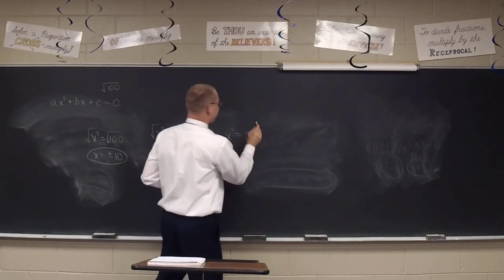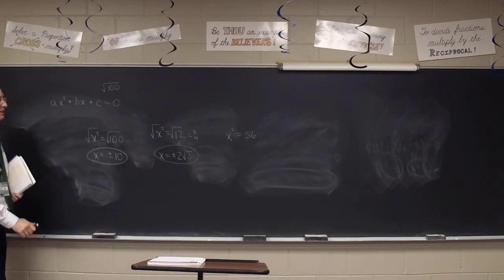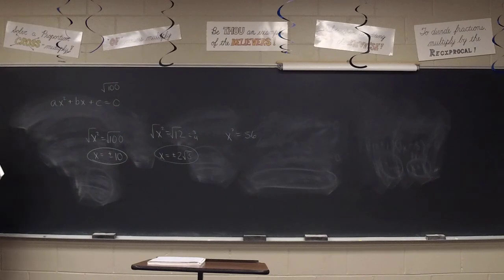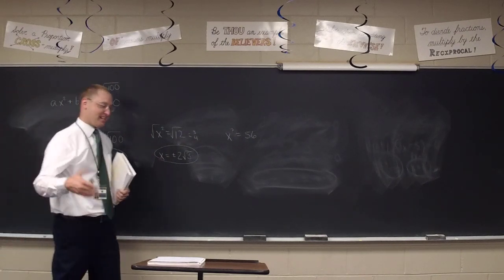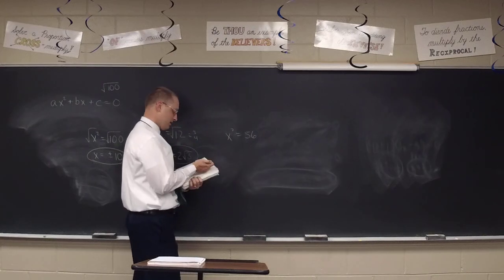Looking at the next one, we have x squared equals 56. Once again, they isolated the x squared, so we just take the square root.